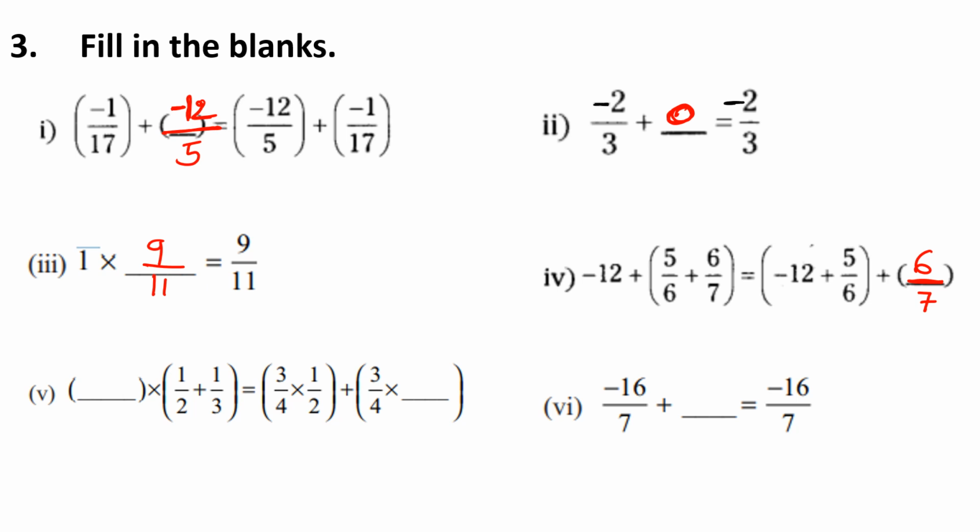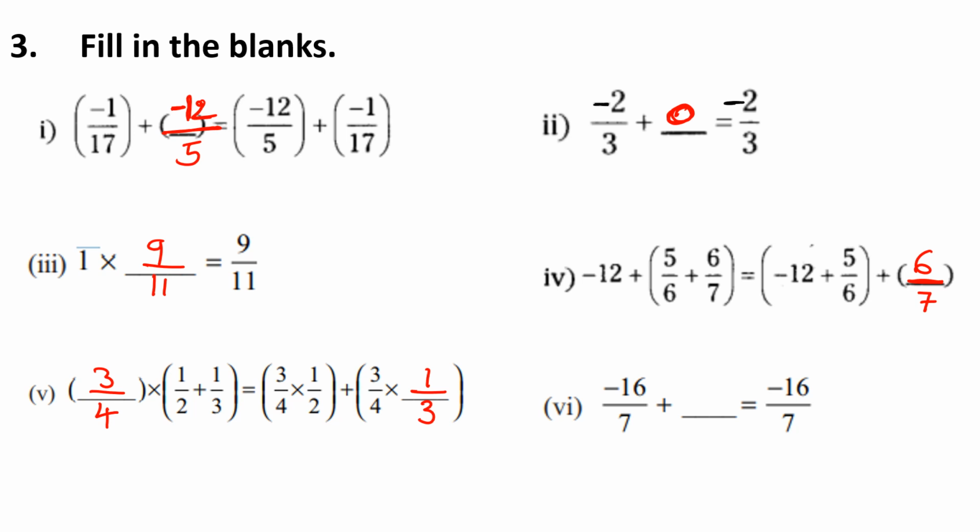Okay, now look at that, according to the distributive property, they have given 3 by 4 into 1 by 2 plus 3 by 4 into 1 by 3. So according to this, we multiply by 3 by 4. When we add 1 by 2 plus 1 by 3, we should multiply by 3 by 4 according to the distributive property, right? 3 by 4 into 1 by 2 plus 1 by 3, that means a into b plus c equals a into b plus a into c, right? So like that.